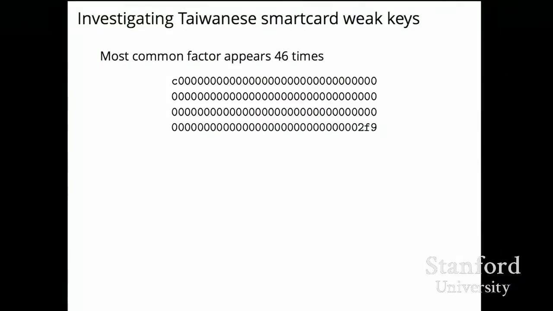Okay, so what about these smart card keys? Some of you were very interested in these smart card keys. If we looked at the primes that we saw when we factored these keys, this was the most common factor that we saw. This does not look like a random number. It is the first prime after 2 to the 511 plus 2 to the 510. So they clearly have some other issues.